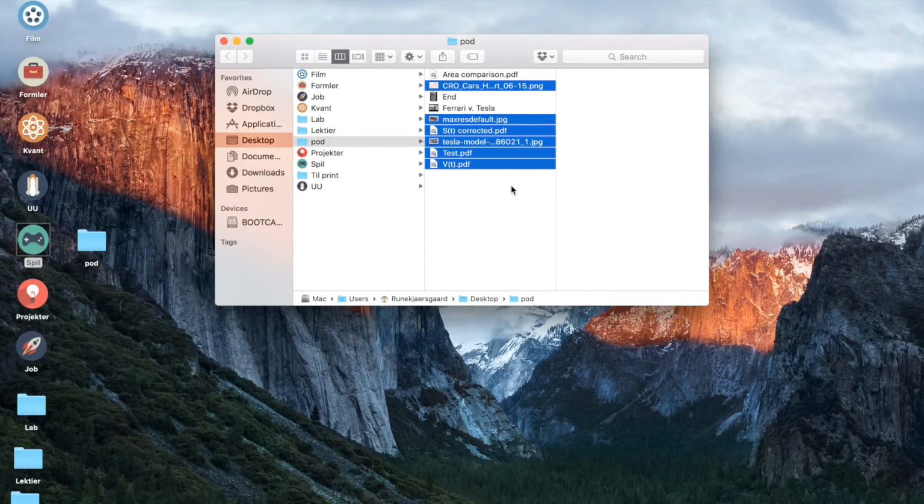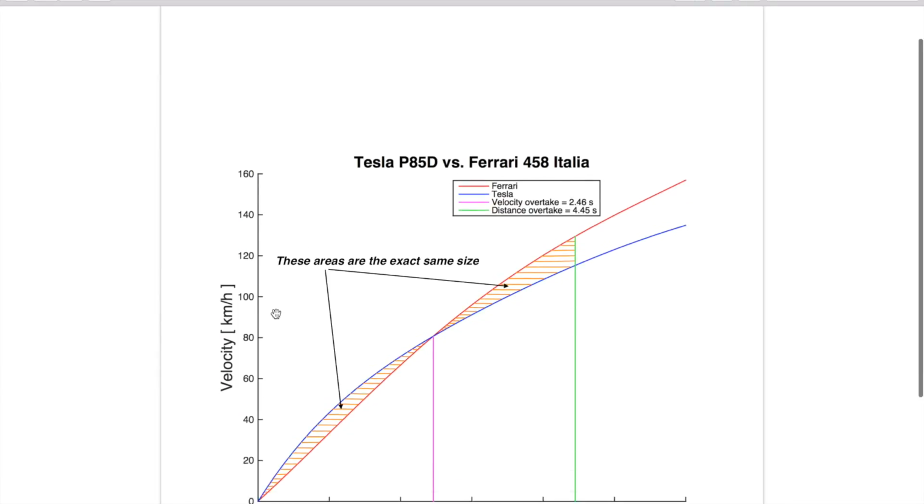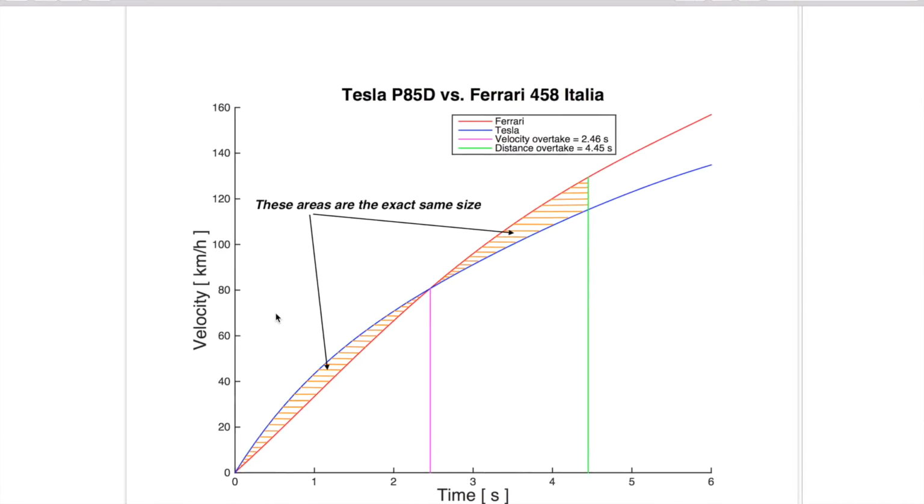Okay. I have a last graph I want to show you, which is the graph from before, but I have indicated the area under the graphs with these orange stripes. As you can see, this is again the velocity versus the time. In the beginning of the race, the Tesla velocity shoots ahead, and because of this, the area under the Tesla's graph is higher than the area under the Ferrari graph. And the amount that it's higher is exactly the area between the two graphs.